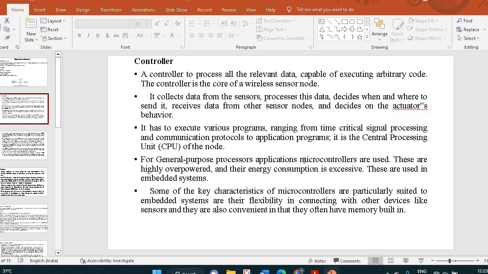For general purpose processors, applications use microcontrollers. These are highly empowered and their energy consumption is excessive. These are used in embedded systems. Some of the key characteristics of microcontrollers are that they are particularly suited to embedded systems, for their flexibility in connecting with other devices like sensors. They are also convenient in that they often have memory built in.